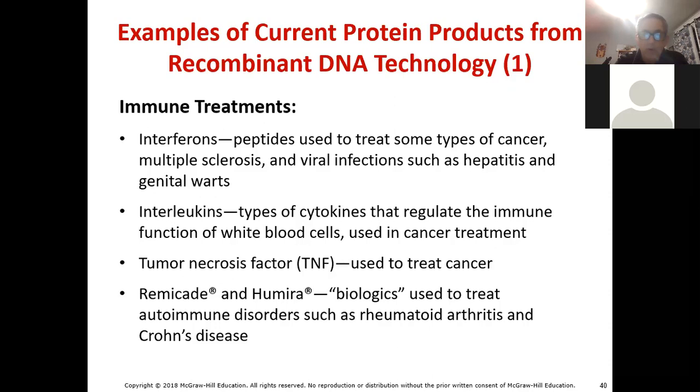The brand drugs Remicade and Humira are biologics used to treat autoimmune disorders like rheumatoid arthritis and Crohn's disease. You see a lot of these biologics now being advertised quite a bit on TV. And we're able to do that because of DNA technology.